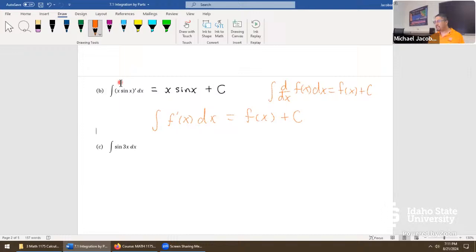Okay, now part C is just like part A. You can solve this by a U substitution. But the trouble you get into with a class like this is there are some integrals you probably don't want to solve by U substitution. It just takes really, really long time. Let me show you an alternate way to think about this one.